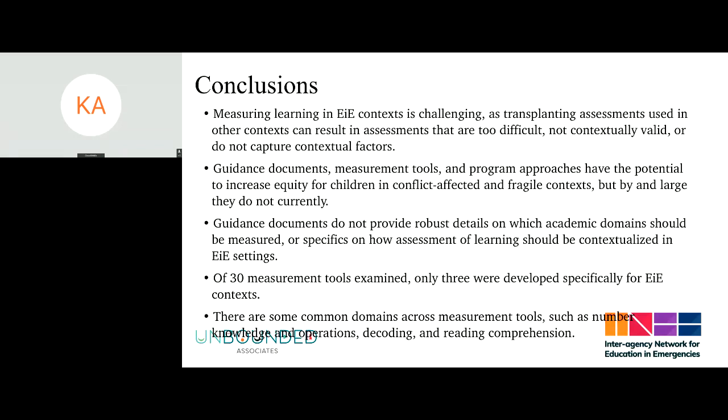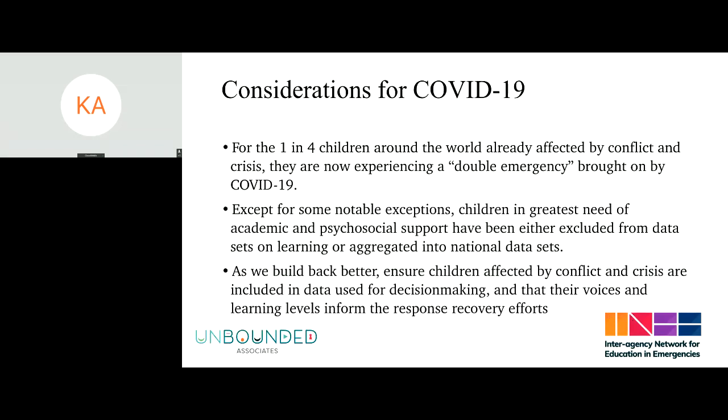And just a couple notes on this. This was written before the COVID-19 global crisis. So we know that for the 1 in 4 children around the world already affected by conflict and crisis, now they're experiencing a double emergency brought upon by COVID-19. So if they were excluded before, it's likely that nothing has changed and it has gotten worse.